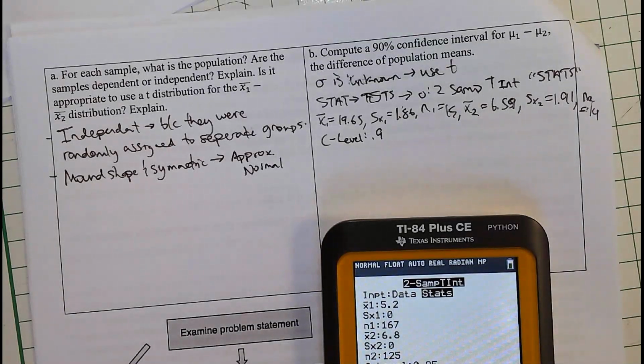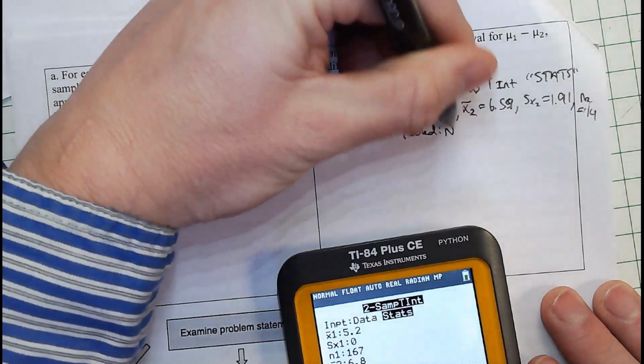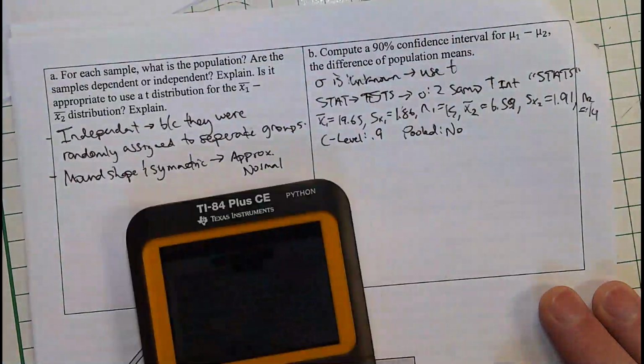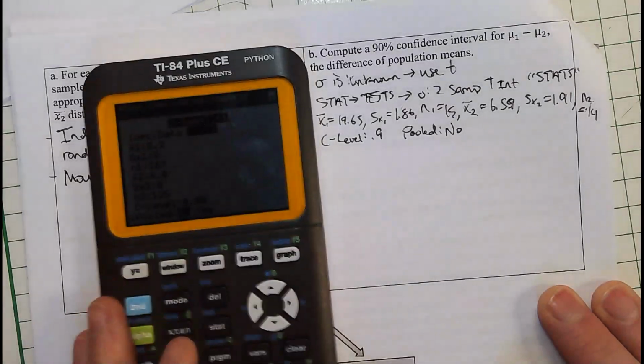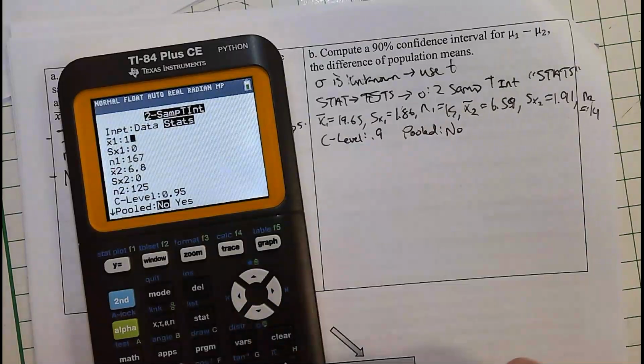Now, for pooled, we should assume that it's not pooled here. You're going to put no for pooled. Pooled no, and I'll explain that here in a moment. So all I'm doing here, I know it seems like it's very complicated. It's not that bad. All you've got to do is type in the stuff.